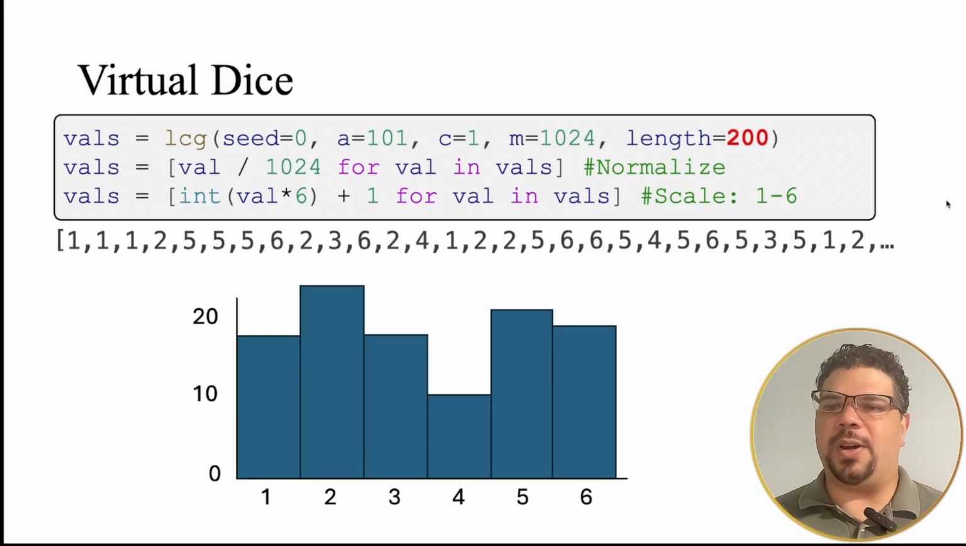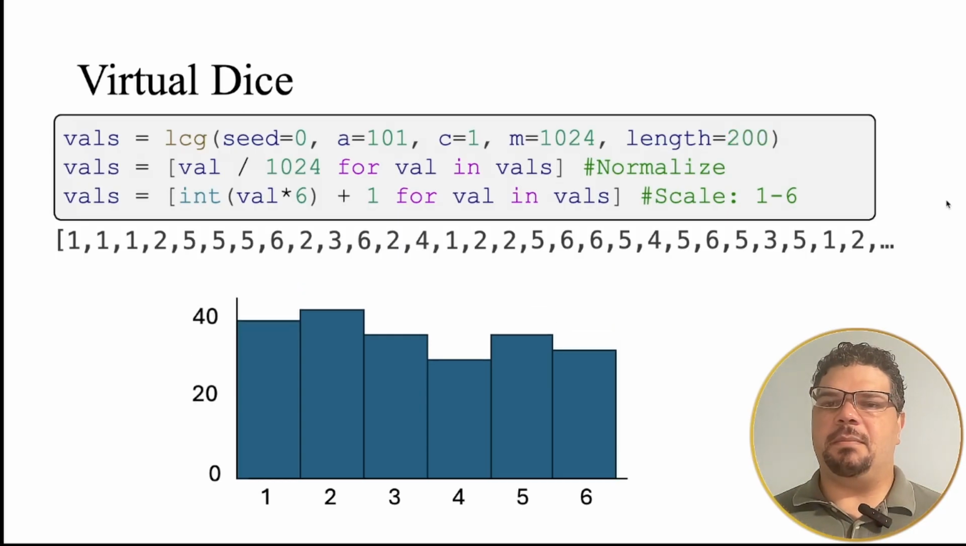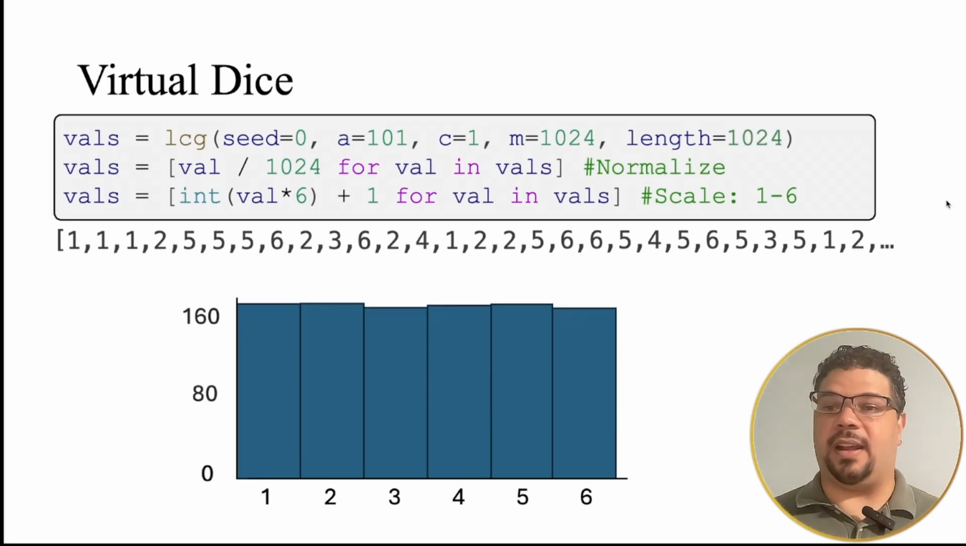So what if we do 200 instead of 100 rolls? Everything starts to flatten out a little bit. And at 1024, at over 1,000 rolls, everything is basically perfectly flat. We're seeing all of the numbers 1 through 6 an equal amount of time.